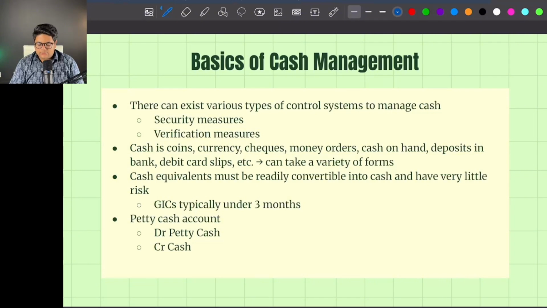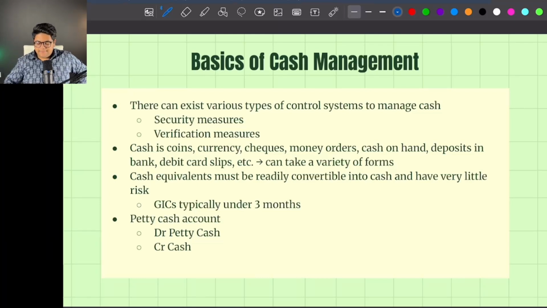Another example is cash equivalents. So, for example, let's say I have a GIC, where I invested money, but I can pull it out pretty much whenever. That would be considered a cash equivalent because it must be readily convertible into cash and have very little risk. For example, a building is not considered a cash equivalent, even though I technically could sell it for cash. It would take me a lot of time, money, energy, and resources to sell a building for cash, so it's not considered a cash equivalent.